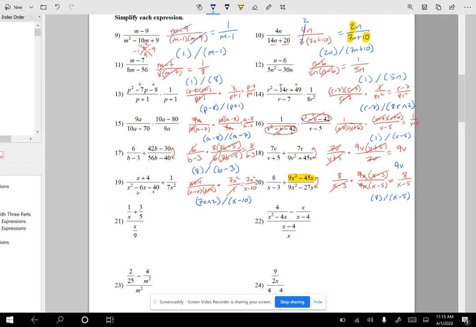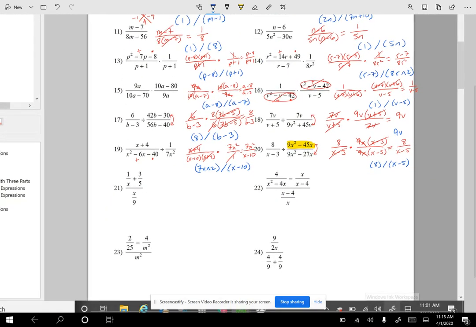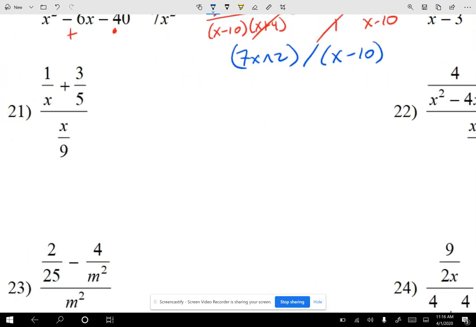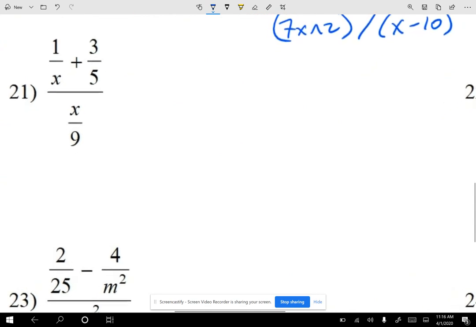Not bad so far. Now for number 21 through 24, I'm going to simplify fractions over another fraction. So for these, I'm looking at LCD, least common denominator. So I look at my denominators. Numbers wise, 5 and 9. The smallest number that they both go into is 45. Letter wise, I must have an x, because I must include all my denominators.